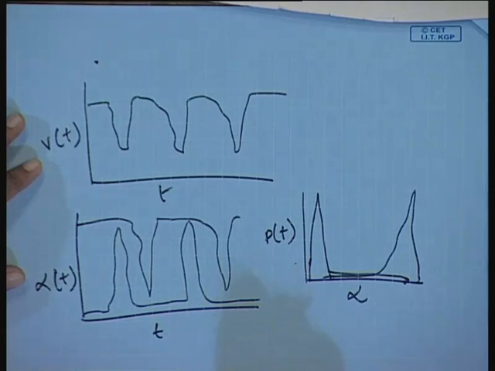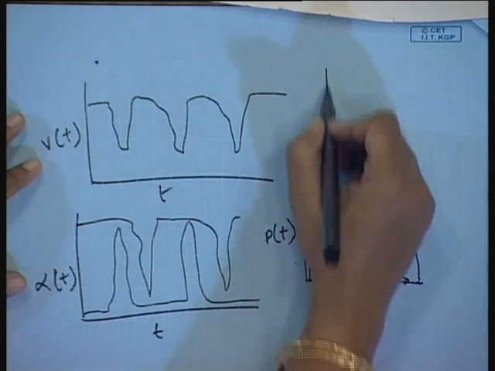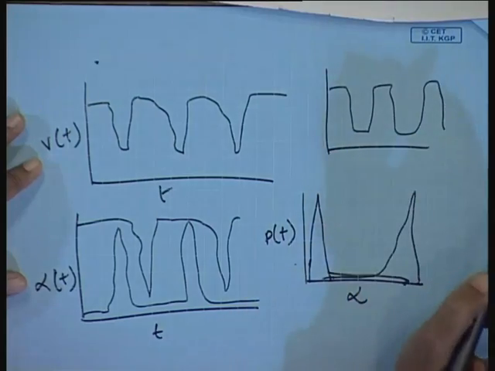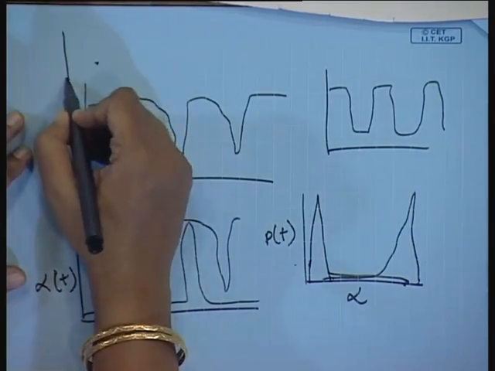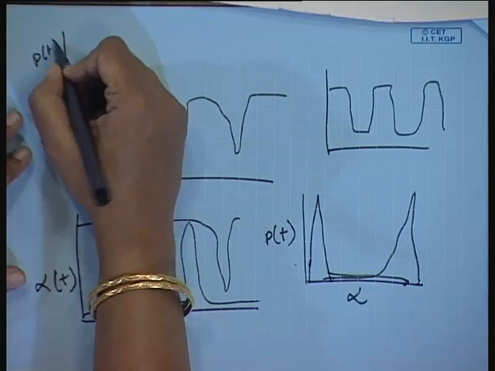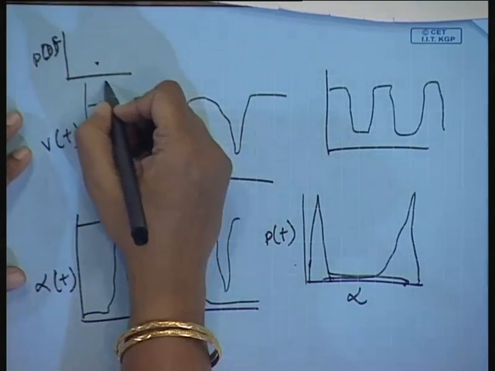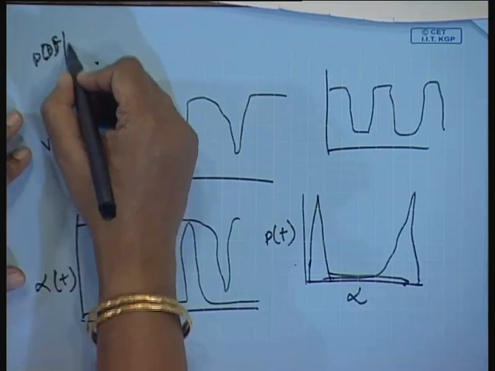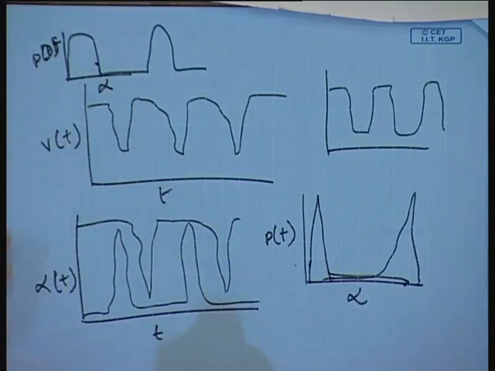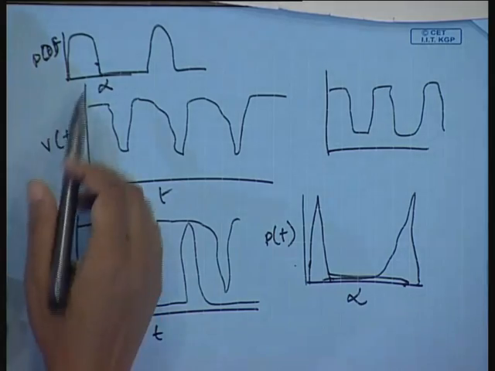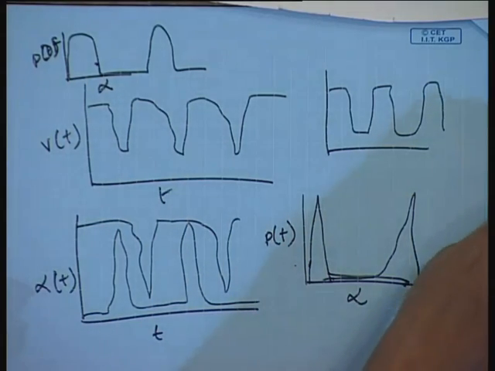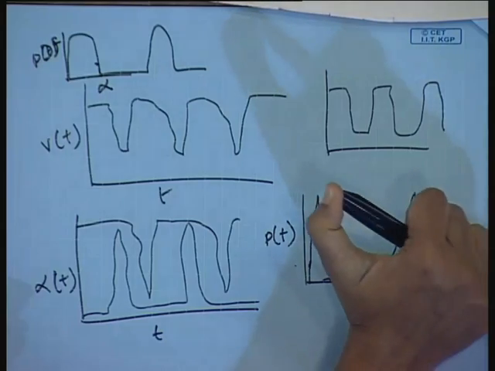Agreed? And for slug flow, what do you expect? Slug flow will be something of this sort. So, here if we take the probability density function, PDF versus alpha, and plot it, we will get one particular peak here. So, this gives us a very objective way of identifying the flow patterns.